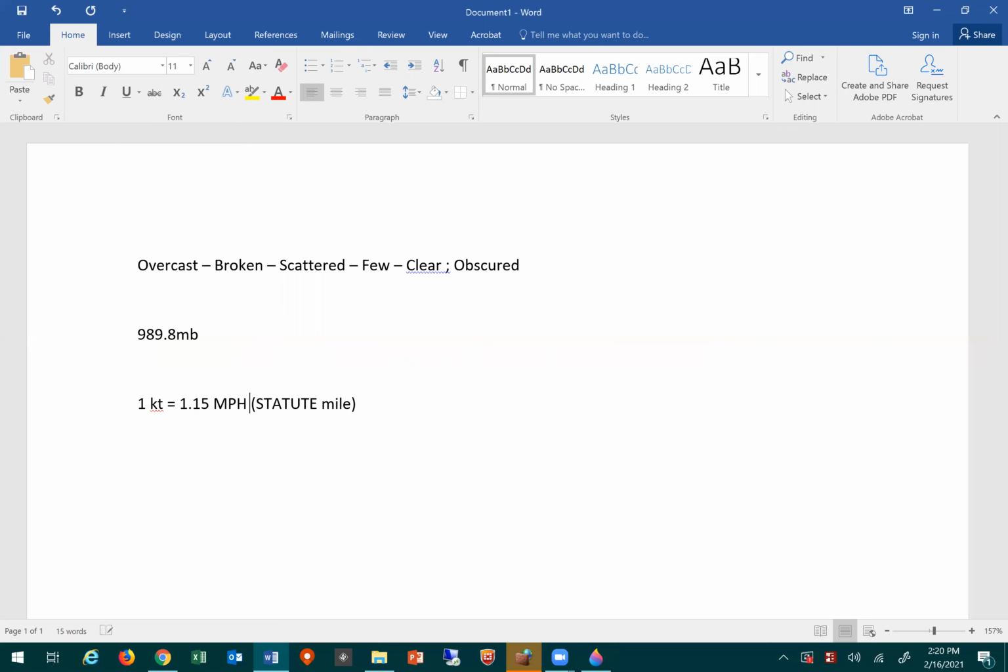A knot is a statute mile. Do you know what a knot is called? It's called a nautical mile. So a nautical mile per hour, which is a 60th of a degree of latitude. That's how it works down. You have 1 degree of latitude, 60 nautical miles. We break it down into 60ths. It's like a clock. And in meteorology, we just use nautical miles, and we've used knots for a long time.